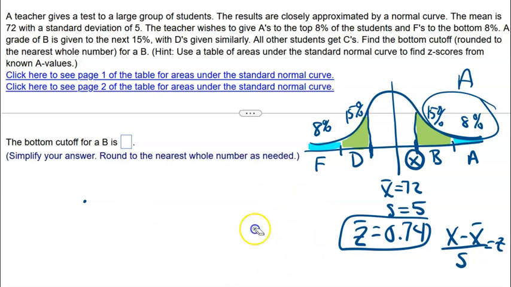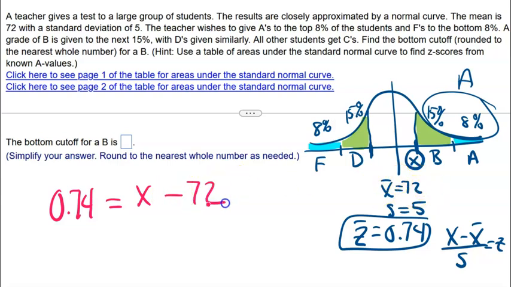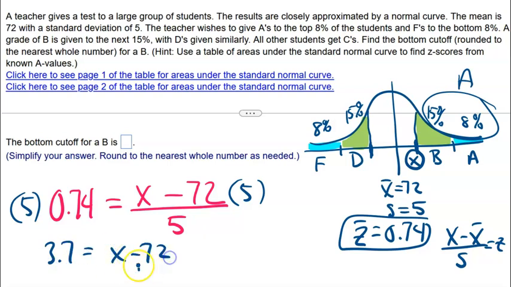If you're missing it, just rewind the video, go back and look, write that stuff down, and let's do this calculation. So remember, z is 0.74 equals X, that's what I'm looking for, minus my X bar right there at 72, over my standard deviation of 5. And I need to solve for X. So what am I going to do? I'm going to multiply both sides by 5. That's my first step. And I have 0.74 times 5, and that gives me 3.7 is equal to X minus 72. Then I'm going to add 72 to both sides.